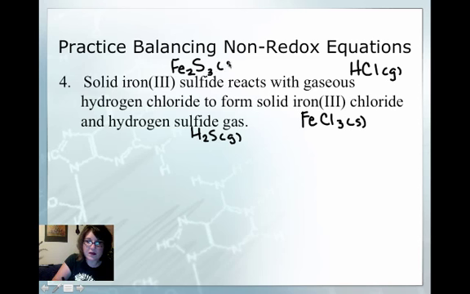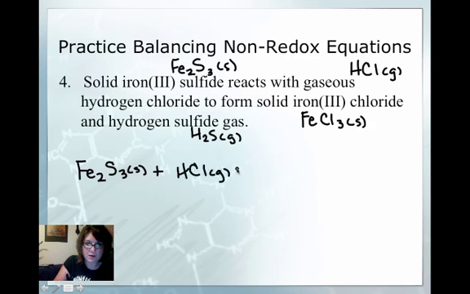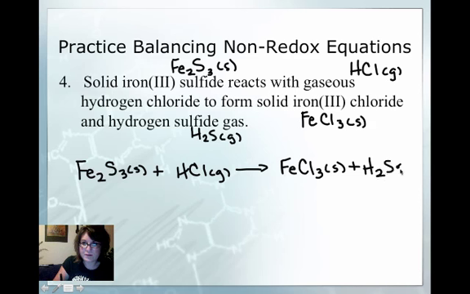Alright, so we've got all this stuff going on, but as long as you can write the formulas correctly, then you'll be able to balance it correctly. So let's get our formulas down. HCl gas. And then we're going to make iron 3 chloride and hydrogen sulfide. Alright, since none of these are aqueous, then none of them would be considered spectator ions, right? We just have to start balancing.